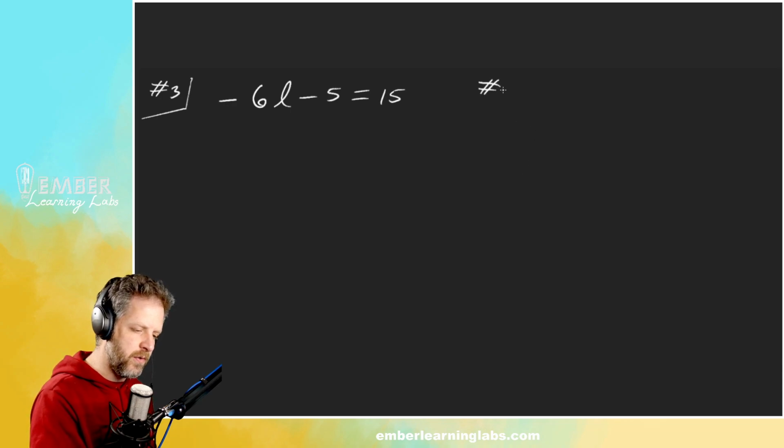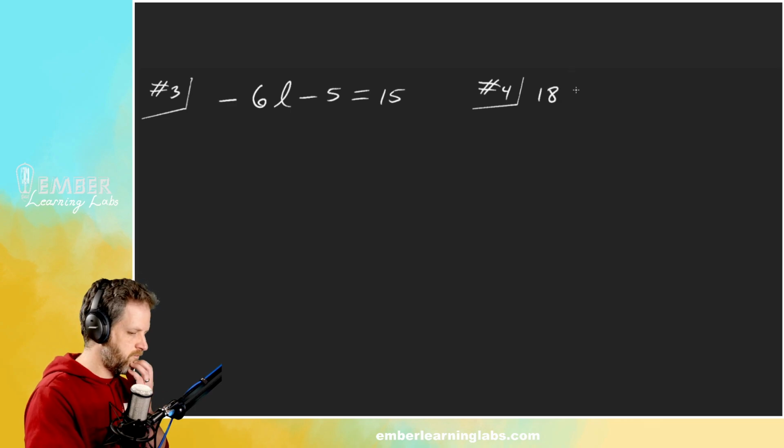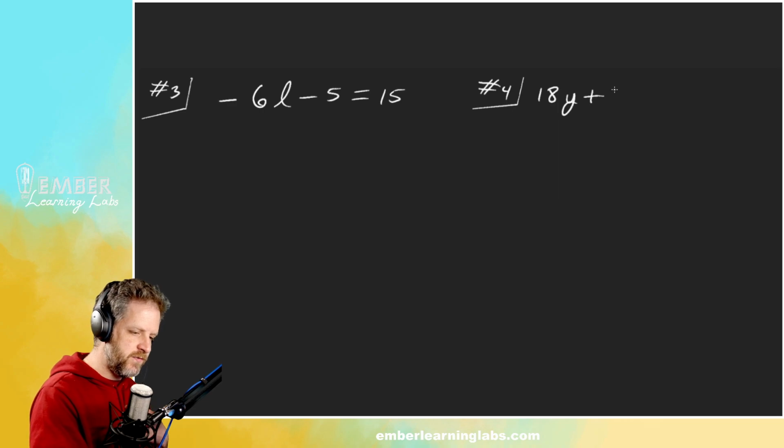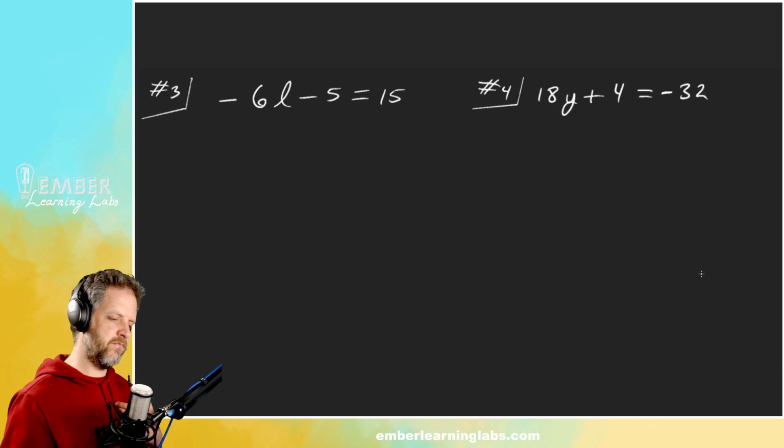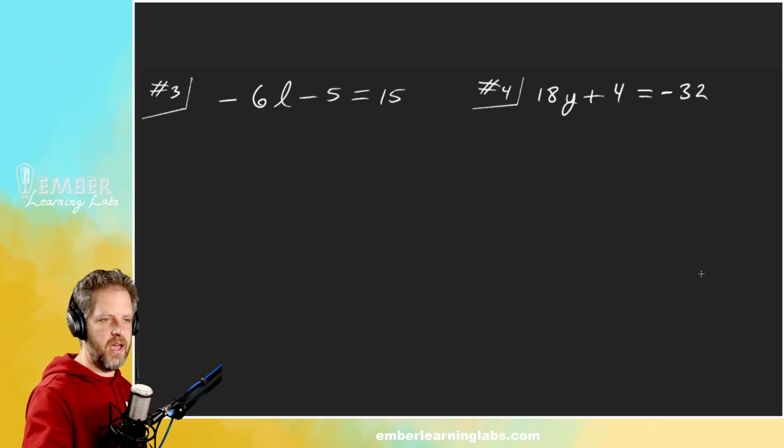And number 4. Let's do 18y plus 4 equals negative 32. Let's just do 2 GPs and see where we go.